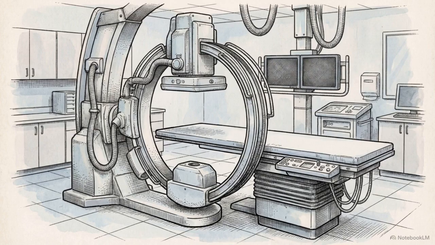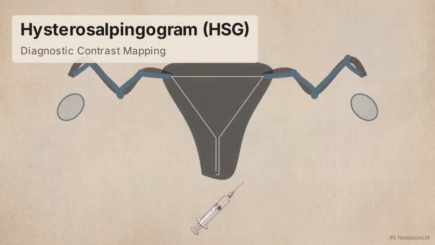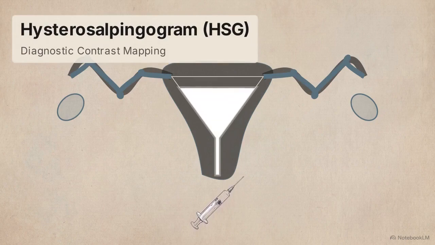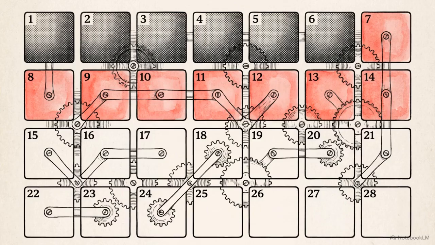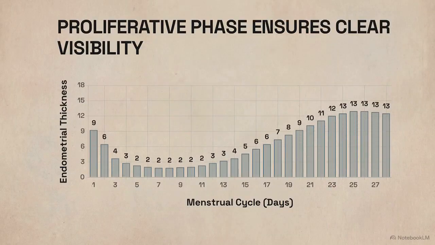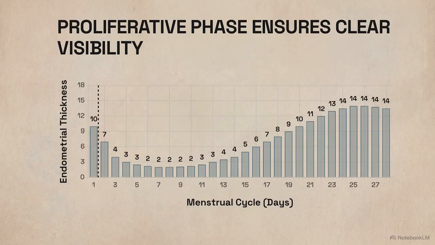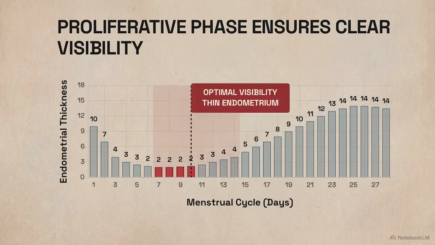We hunt for physical blockages causing female infertility using a hysterosalpingogram. A hysterosalpingogram, or HSG, is a diagnostic fluoroscopy procedure where contrast dye is injected to map the internal architecture of the uterus and fallopian tubes. This diagnostic mapping operates on a strict timeline. It must be performed in the proliferative phase, between days 7 and 14 of the cycle, when the endometrium is thinnest to ensure clear visibility.